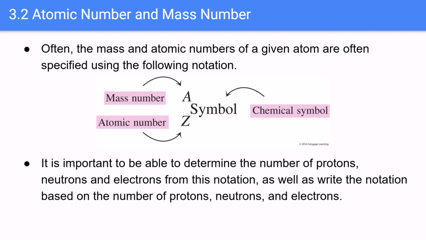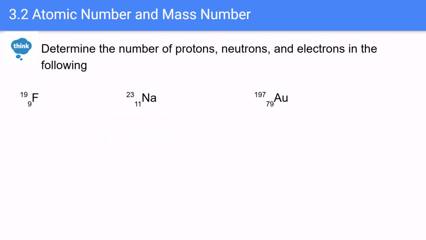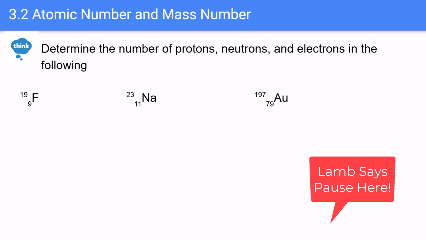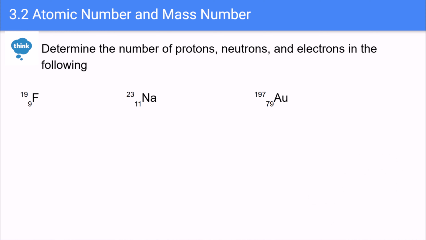So we should be able to determine the number of protons, neutrons, and electrons from this notation, as well as be able to work backwards and utilize the notation to determine the number of protons, neutrons, and electrons as well. So given that information and the information that I've posted up here, I'd like you to take a couple moments and go through and try to determine the number of protons, neutrons, and electrons that are present in these particular atoms. I'll give you a few moments, pause the video, and then we will work through these together in just a moment.